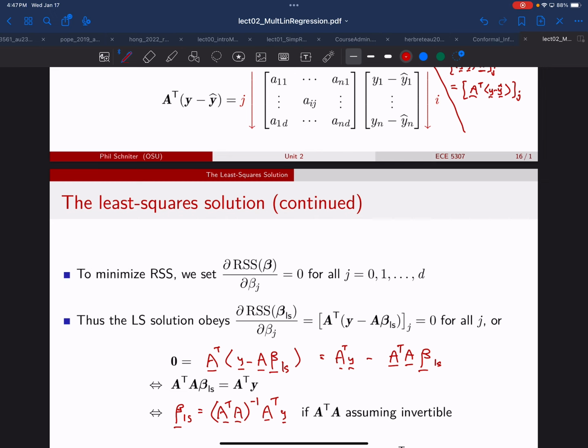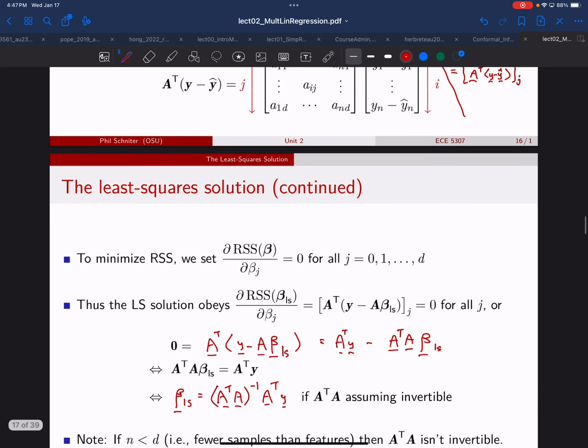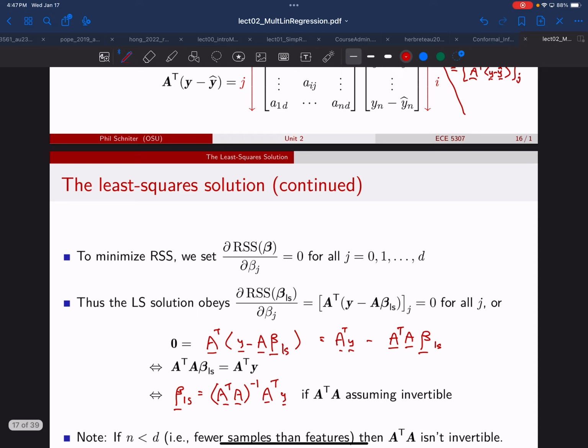Yes, question. Why couldn't you have canceled off the A transpose earlier by multiplying? That's a great question. The question is, as a first step, could we not just multiply by A transpose inverse on the left? The answer is no, because there's a couple things that we need to have a matrix inverse. We need the matrix to be invertible. A lot of matrices are just not invertible. There is no such thing as the inverse.